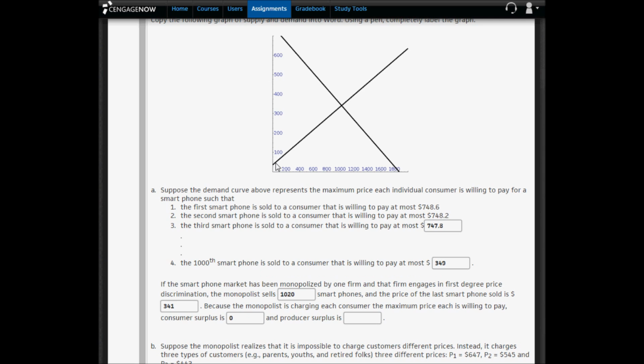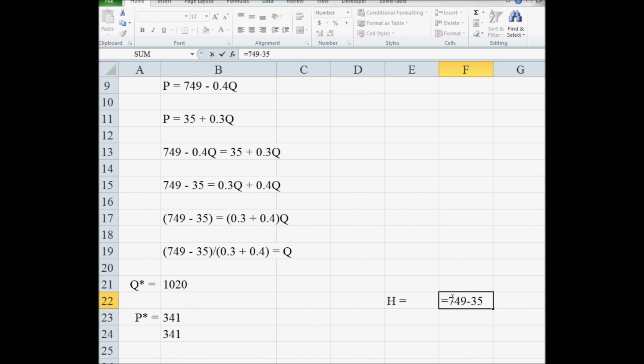Producer surplus is this triangle from here to the intersection of demand and supply, up to the price axis intercept, down to the intercept on the supply axis. So all I do is I take the demand intercept, subtract off the supply intercept. I multiply that difference by the equilibrium quantity, and I divide that by 2. The height of that triangle is the difference in the demand intercept and the supply intercept.